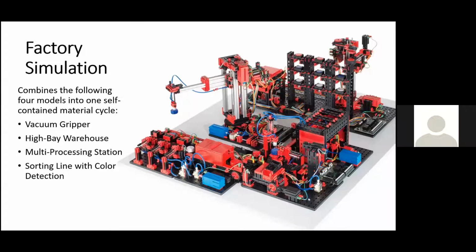The next model is the factory simulation, and this combines the 4 models we've just reviewed. Again, the vacuum gripper robot, the automated high bay warehouse, the multi-processing station with oven, and the sorting line with color detection, all again combined into one self-contained material cycle.